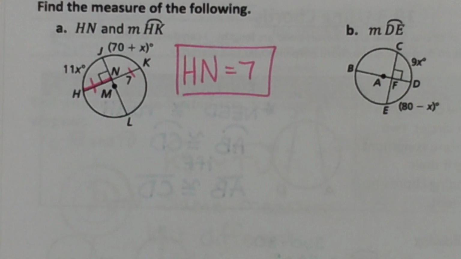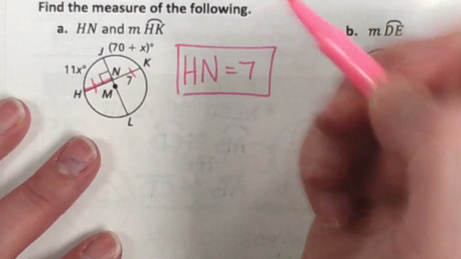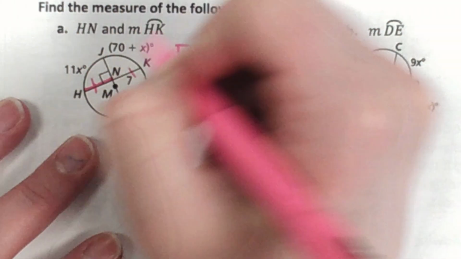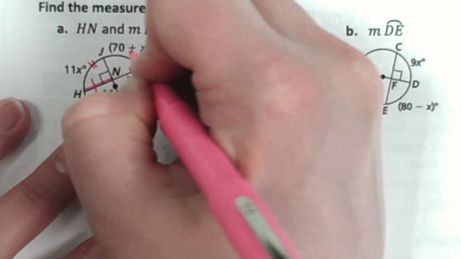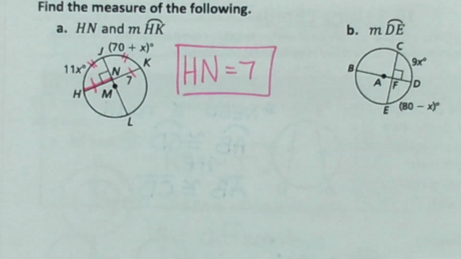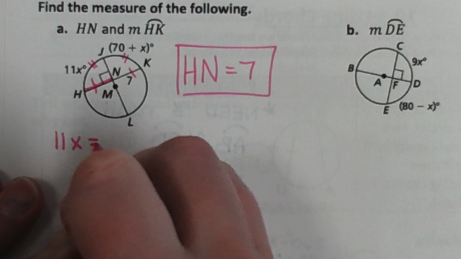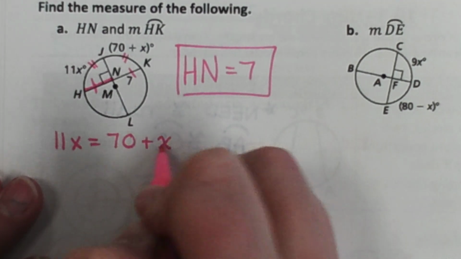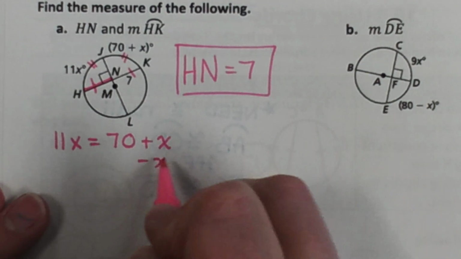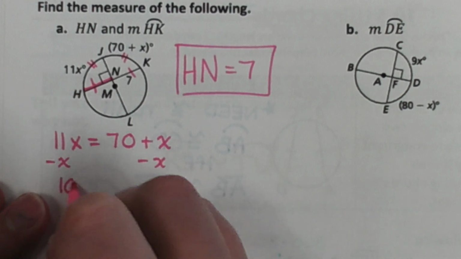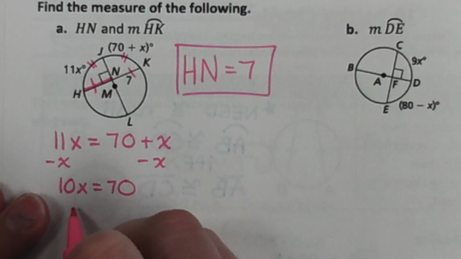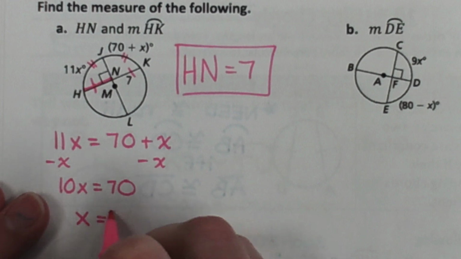Okay. Now, if that chord is perpendicular to the diameter and gets bisected, that means the arc gets bisected as well. So this is also congruent to this. And congruent is a fancy geometry way of saying what? They're equal. 11x equals 70 plus x, minus x. 10x equals 70. Divide by 10, x is 7.